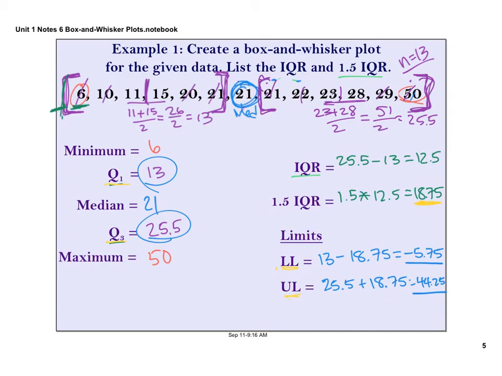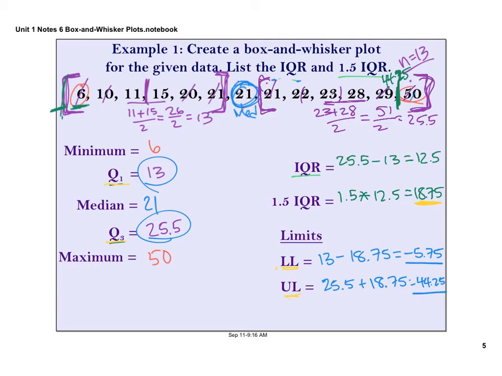However, on the upper limit side, my upper limit is 44.75. Now, I want you to remember something. 44.75 is not right, sorry, it's 44.25. 44.25 is not data. All that is marking a reasonable boundary for our data to fall within. It's not its own data point. It's not a new point that we're going to graph. It's simply a marker. It's a boundary line.